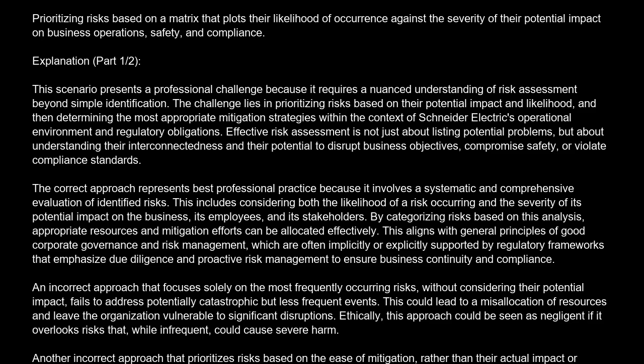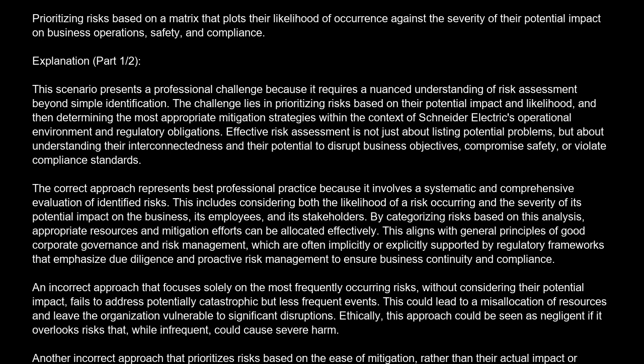The correct approach represents best professional practice because it involves a systematic and comprehensive evaluation of identified risks. This includes considering both the likelihood of a risk occurring and the severity of its potential impact on the business, its employees, and its stakeholders. By categorizing risks based on this analysis, appropriate resources and mitigation efforts can be allocated effectively. This aligns with general principles of good corporate governance and risk management, which are often implicitly or explicitly supported by regulatory frameworks that emphasize due diligence and proactive risk management to ensure business continuity and compliance.